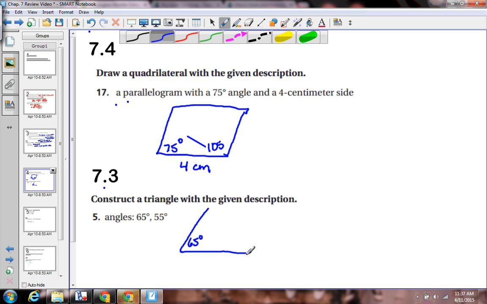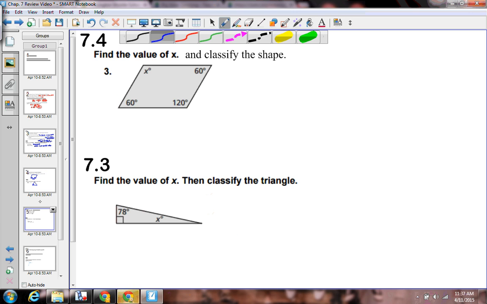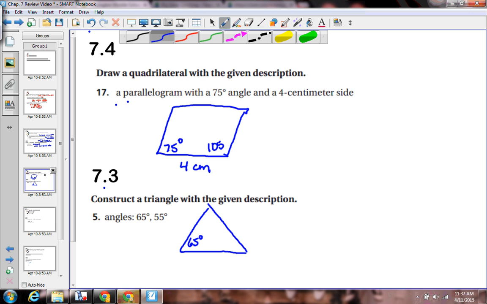And then from this vertex, I'm going to make a 55 degree angle, which is just a little bit shorter. So this would be my 55. And then a good way to check and make sure you've done pretty accurate measuring is to make sure the third side would give it that angle sum of 180. So this is what I come up with. Just to review, this is a scalene acute triangle.